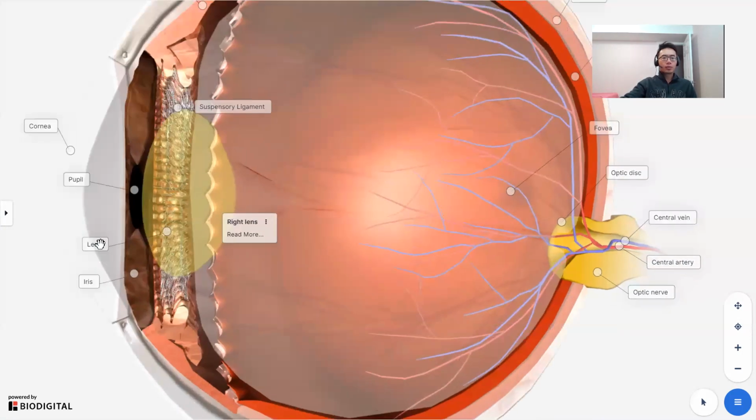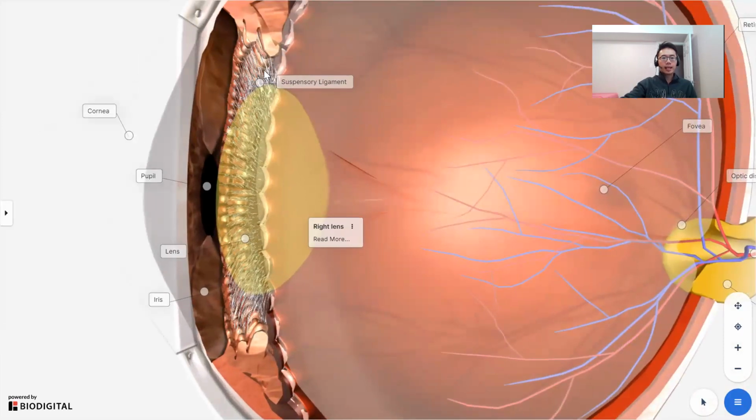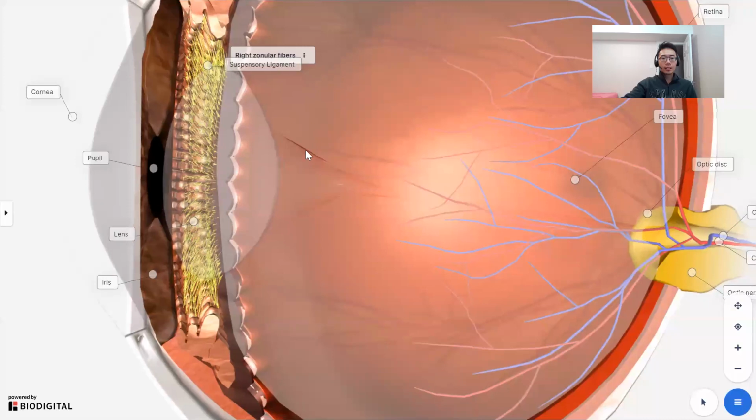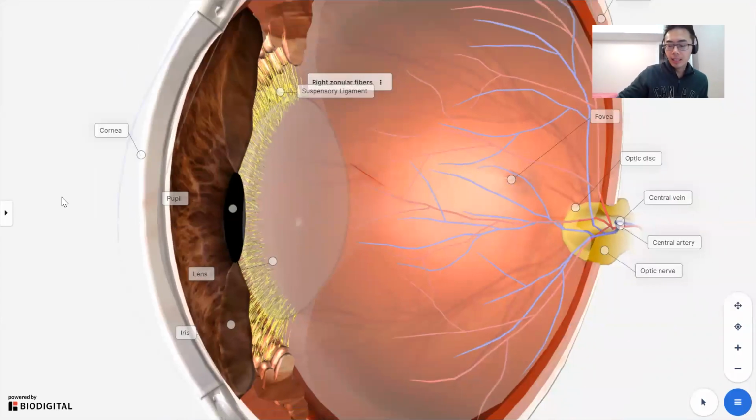Now, what's important to note here is that the lens is actually held in place by these ligaments. You see all these things I just highlighted. Let me see if I can rotate a little bit. There. So all these ligaments hold the lens in place. When the ligaments get tight, it will pull on the lens and make it thinner. When the ligaments are loose, the lens relaxes and gets thicker. So let me repeat that one more time. Tight ligaments, thinner lens. Loose ligaments, thicker lens.